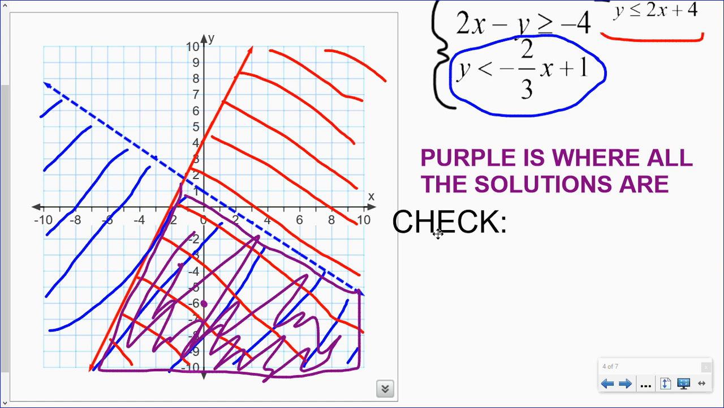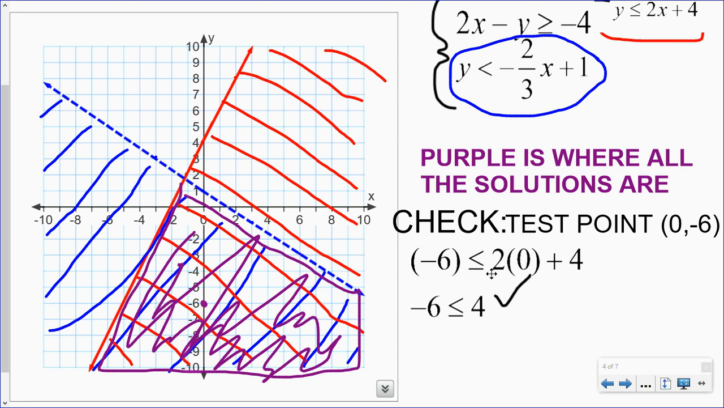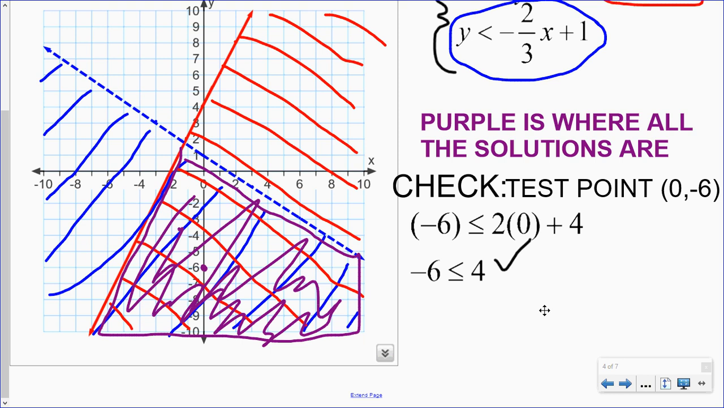I could check it by plugging it back in. I'm checking the point 0, negative 6, plugging it into both inequalities. The first one works because negative 6 is in fact less than or equal to 4. Testing the other one, I get negative 6 is less than 1, which is also true. So I know I've got the correct region for my solutions.